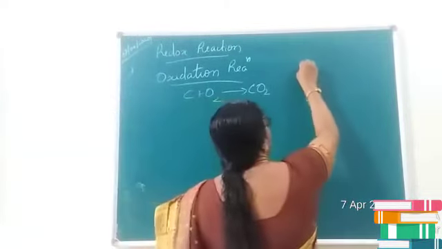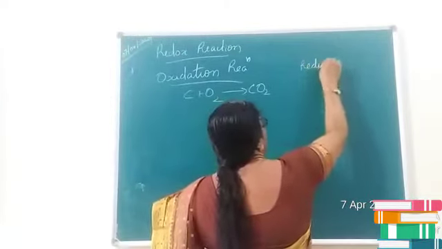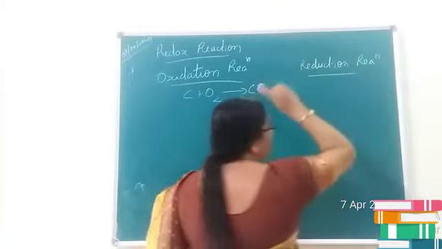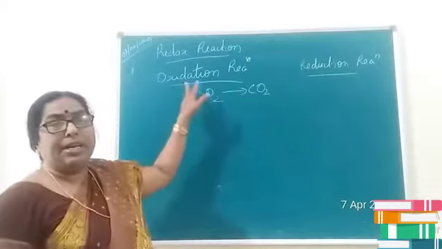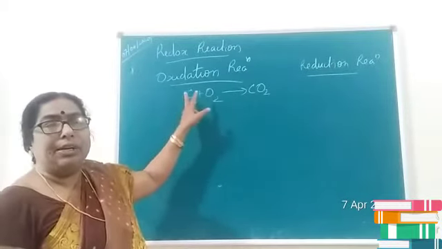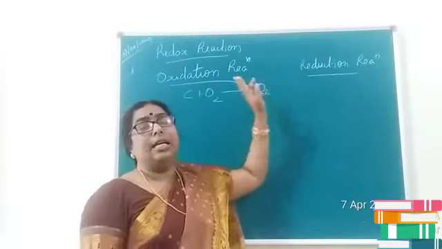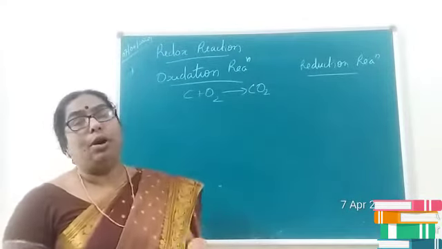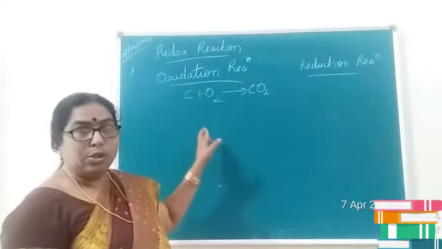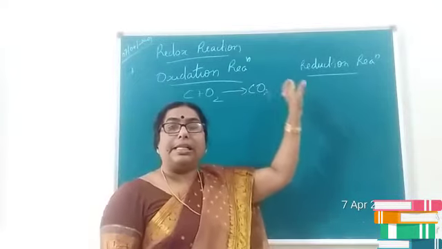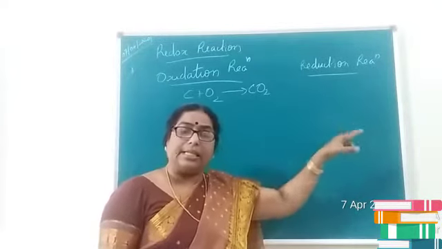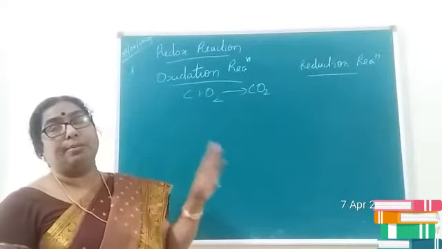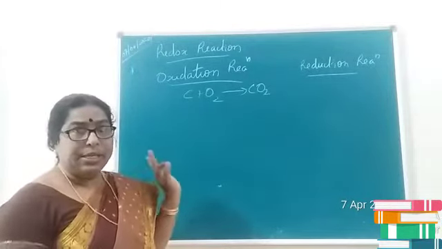Side by side, let us discuss reduction reaction. Reduction is actually just the reverse of oxidation reaction. Here we have seen the reaction which involves addition of oxygen. So reduction we can consider as the reaction which involves removal of oxygen. The process of removal of oxygen is termed as reduction reaction, or the process which involves addition of hydrogen is termed as reduction reaction. Is it clear?